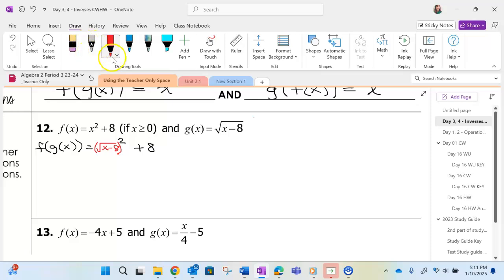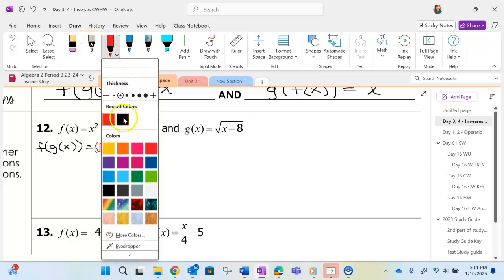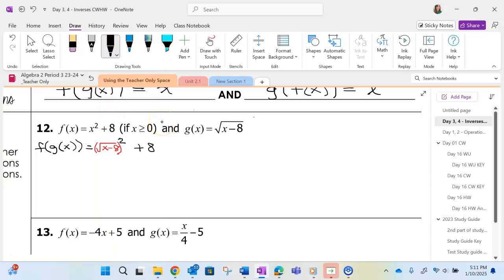Okay? Now, we're going to solve this. Here's the fun part. Remember, we just did this. Square and square root cancel out. So we are left with x minus 8 plus 8. Oh, that's not an 8.